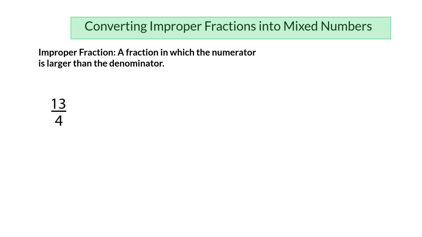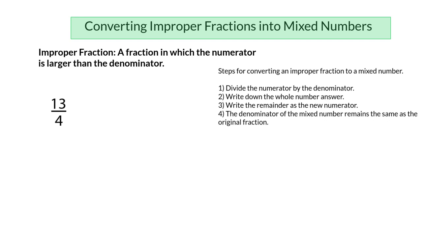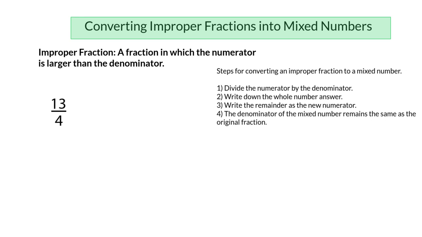I'm going to show you 4 steps. Here are 4 steps for converting improper fractions into mixed numbers. If you look at step number 1, it says to divide the numerator by the denominator, and we're going to use long division to do that. So let's do 4 into 13. 4 goes into 13 3 times evenly. 4 times 3 is 12. 13 subtract 12 is 1. We have now completed step 1.